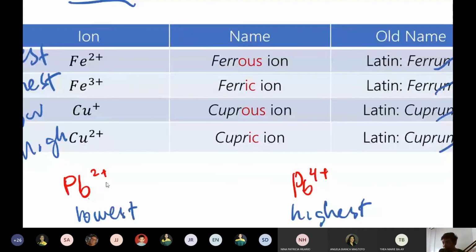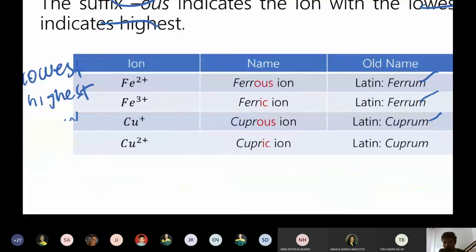For example, we have this, Pb2 plus and Pb4 plus. So, remember, the root name is plumb. Then, pag lowest, ano yung nilalagay? Us. So, Pb2 plus will be named as plumbous ion. And Pb4 plus, since siya yung highest, ik yung gagamitin na suffix. So, plumbic and plumbous. Okay, so ganun yung rule sa ikatlo.